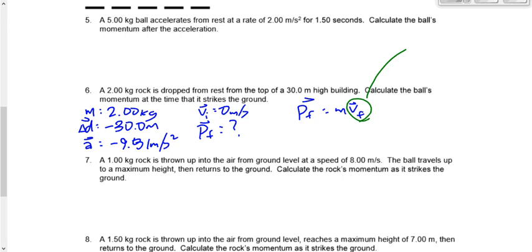a is equal to delta v over delta t. d is equal to vi t plus 1/2 a t squared. vf squared is equal to vi squared plus 2ad. d is equal to (vi plus vf) over 2 times t. Remember all those equations? You might not remember them to be able to spout them off, but you recognize them, right? All of those are valid here. What you want to do is pick one that fits what you have, that will get you vf. So which one are you going to try in this case?